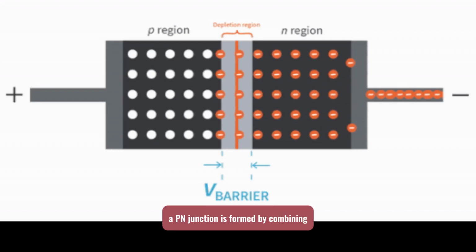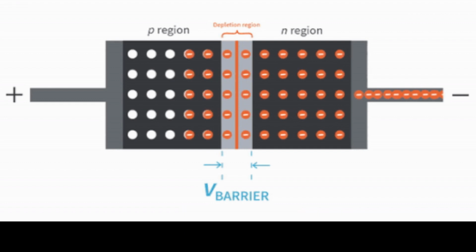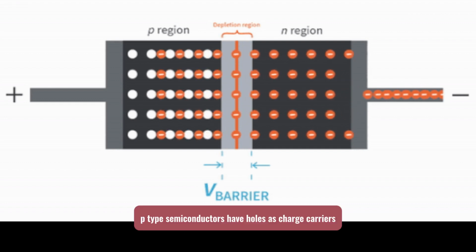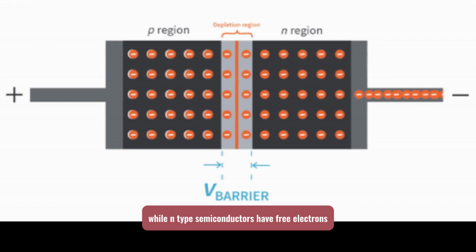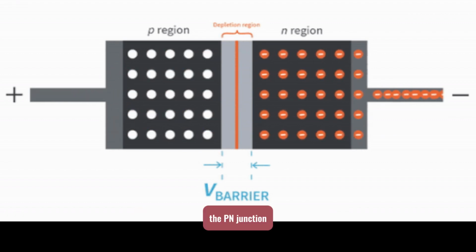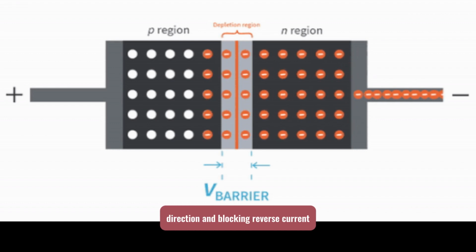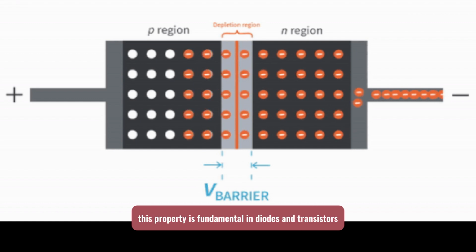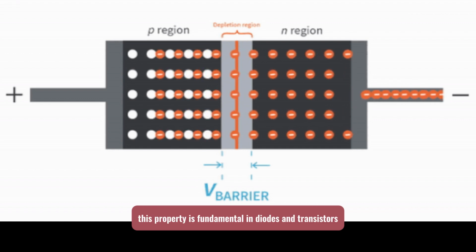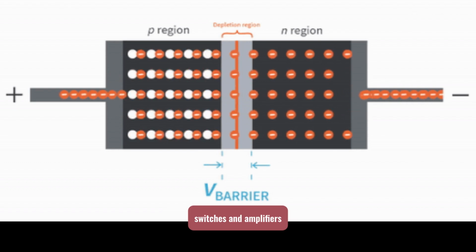A p-n junction is formed by combining p-type and n-type materials. P-type semiconductors have holes as charge carriers, while n-type semiconductors have free electrons. The p-n junction acts as a one-way valve, allowing current to flow in only one direction and blocking reverse current. This property is fundamental in diodes and transistors, enabling them to act as electronic switches and amplifiers.